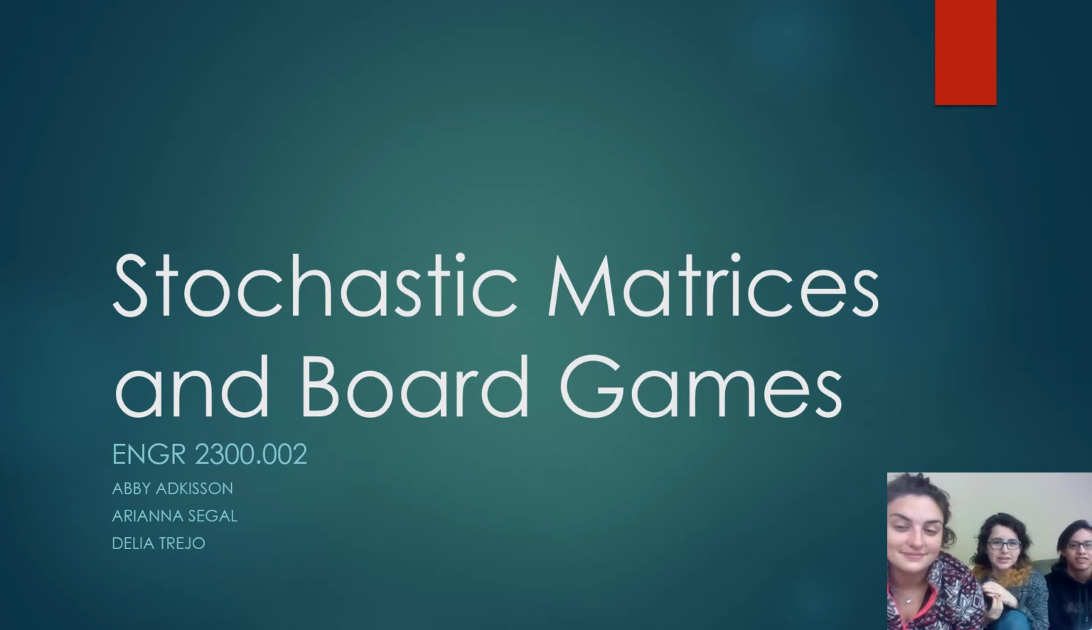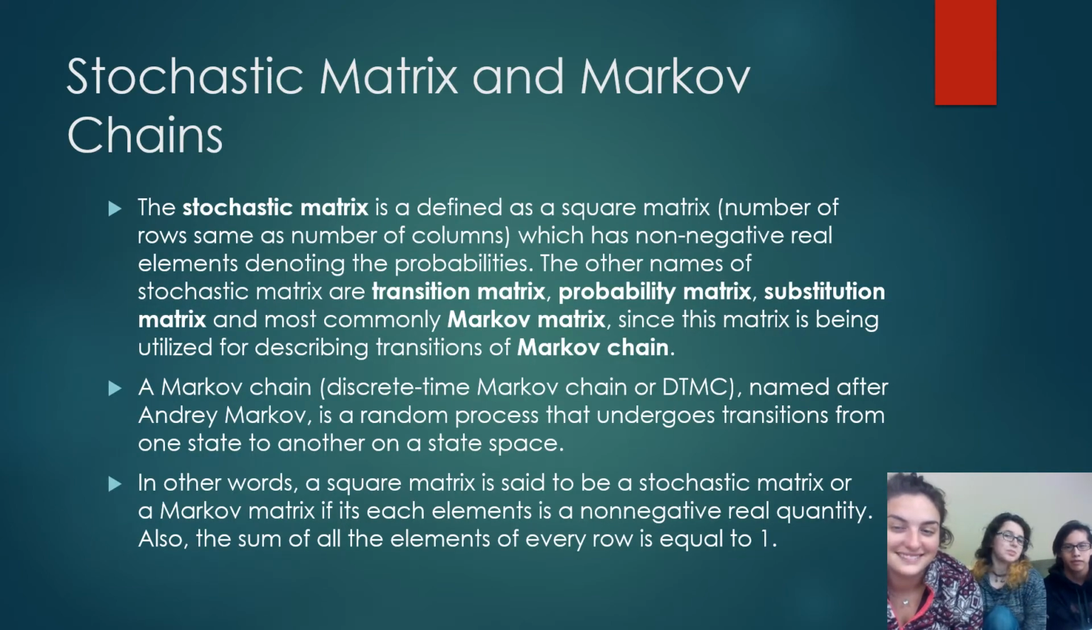We are Abby Atkins, Ariana Siegel, and Delia Trejo, and we're talking about stochastic matrices in board games. A stochastic matrix is a probability matrix which can help determine possible outcomes of a situation. Usually it's a square matrix with elements between the numbers of 0 and 1. The transition matrix is also called a Markov matrix or Markov chain to help determine the transition between two possibilities.